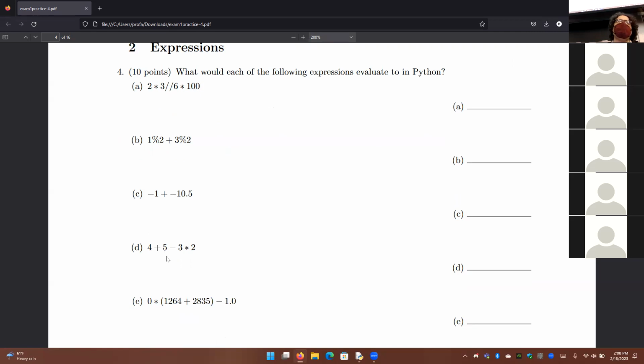And the nice thing about all these is that you can check them by dumping them into the interpreter. 4 plus 5 minus 3 times 2. So this would be 9. And then 3 times 2, which is 6, right? Well, we should do actually, sorry. We do 3 times 2, which is 6. So this would be 4 plus 5 minus 6. Should be 3, right? Okay.